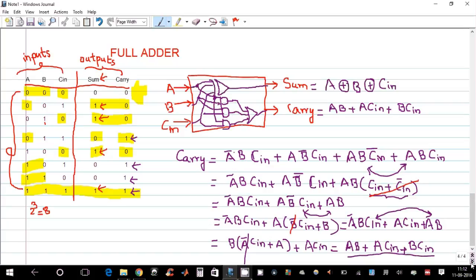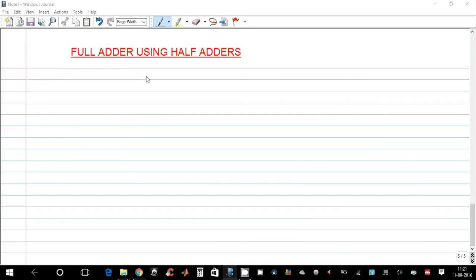Now the next important topic is the implementation of the full adder using only half adders and a single 2 input OR gate. So that is the next topic. Now we will be discussing the realization of one full adder using half adders. Before that we will be writing the expressions for the full adder. So let's again redraw the structure of the full adder.